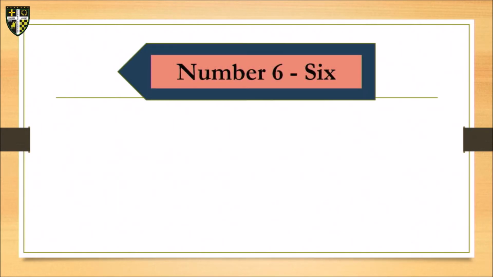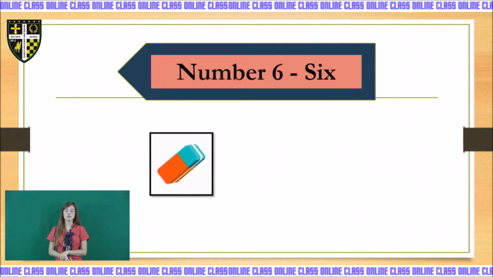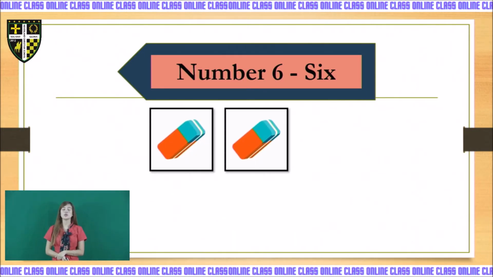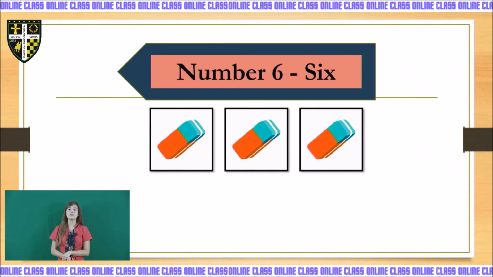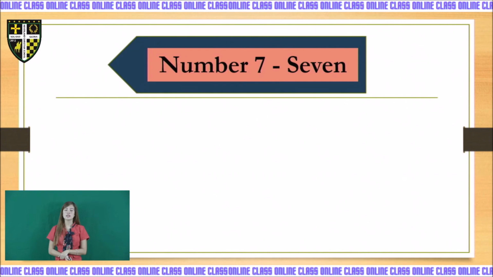And the next one, number 6. Again, kids, number 6. And the number words, S-I-X. Again, S-I-X. Okay, let's count. 1, 2, 3, 4, 5, 6. We have 6 eraser.